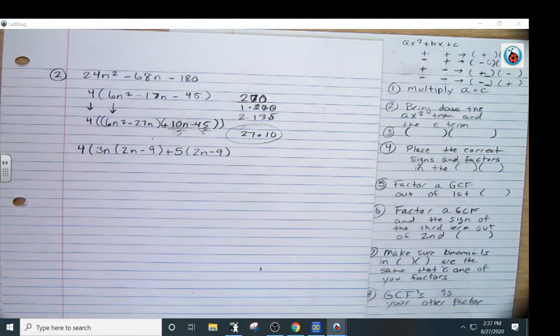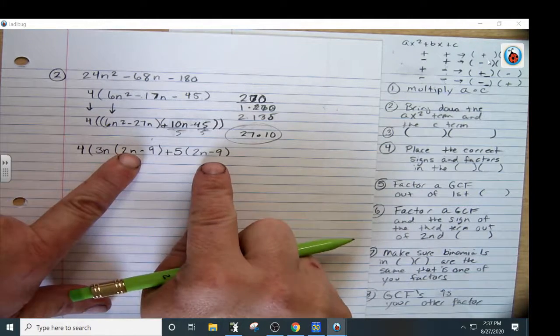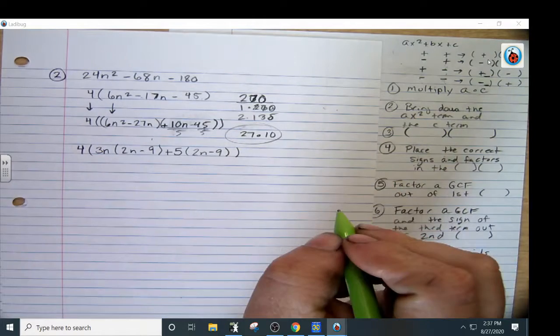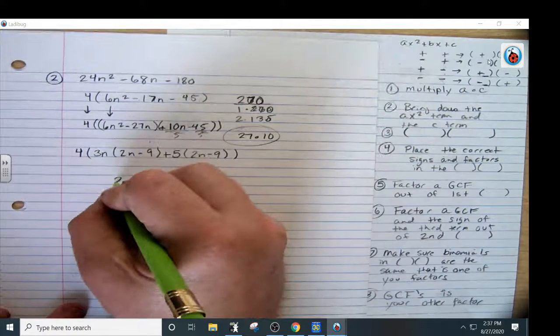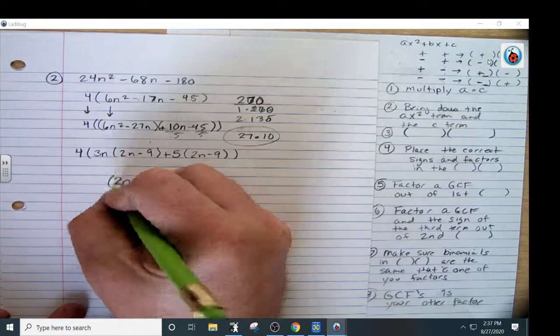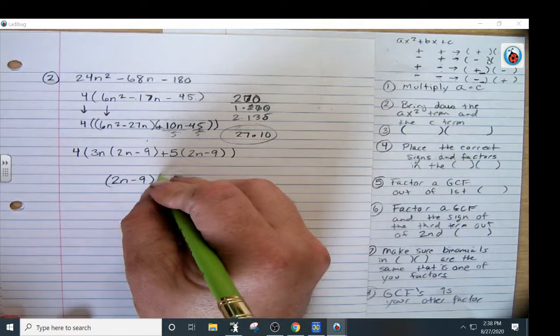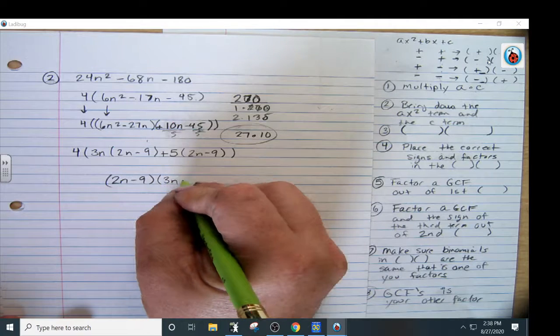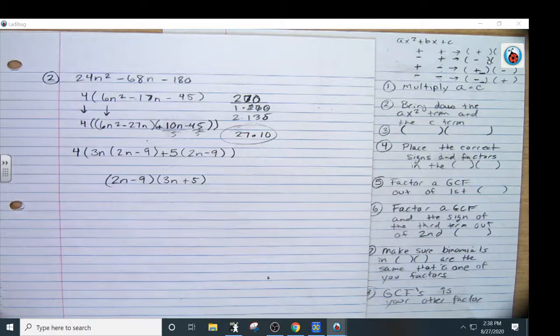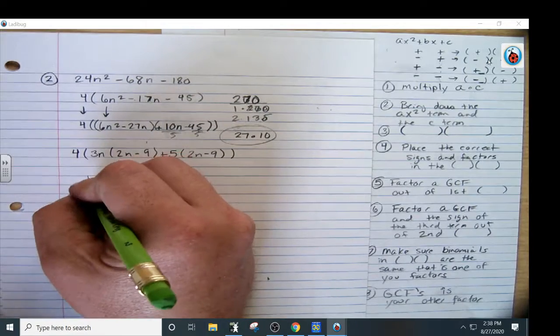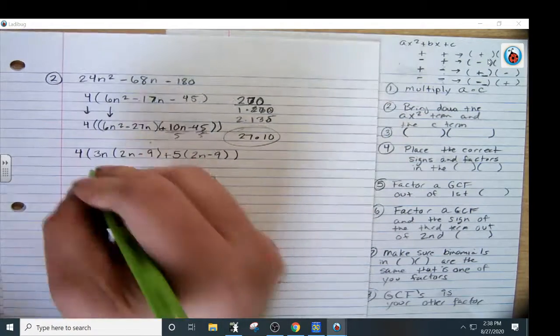Step 7. Make sure binomials in parentheses are the same. That is one of your factors. These are the same. Okay. That's going to be 2n minus 9. Okay. Step 8. GCF. The GCF is your other factor. And last but not least, what do I do? Bring down your 4. That's your answer.